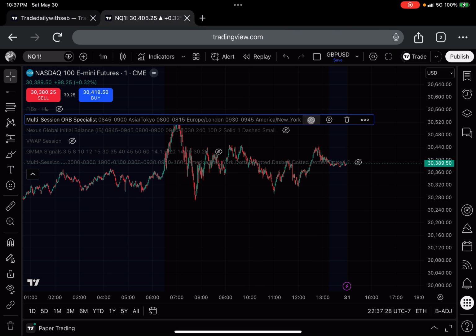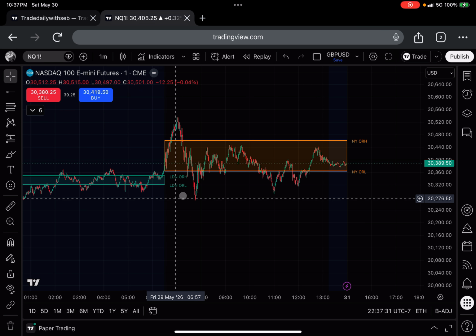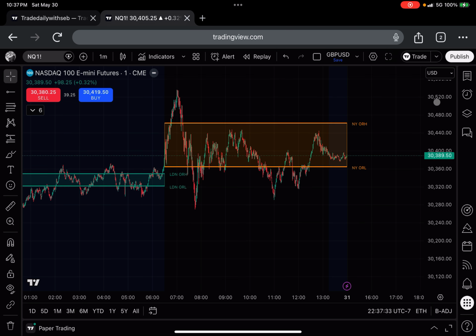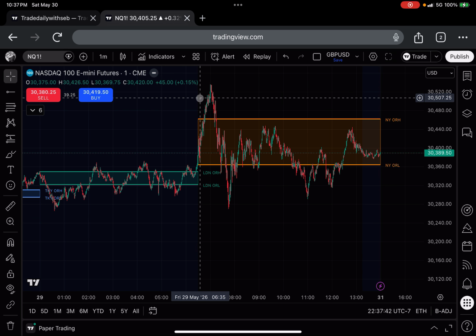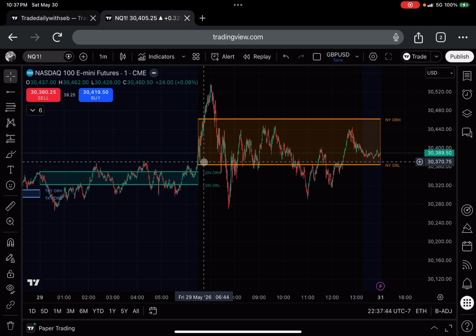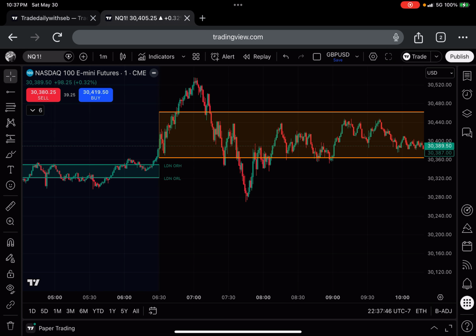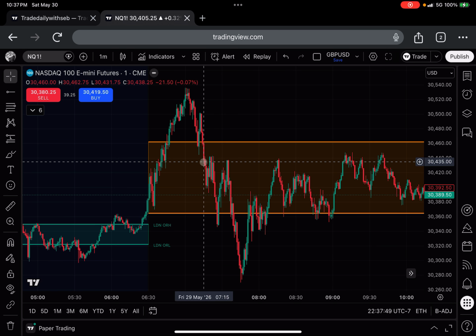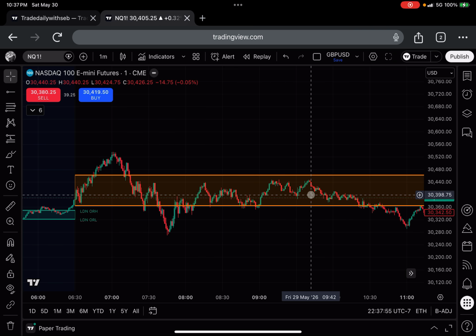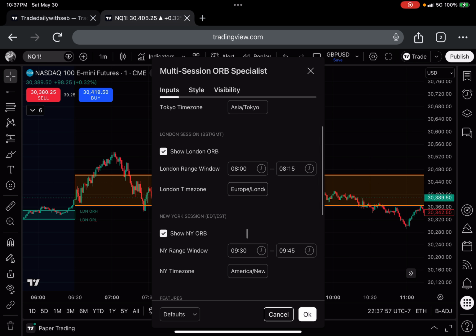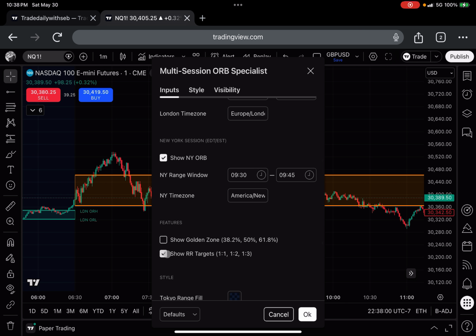The multi-session ORB. This is my indicator too. This one's really good too as well. This is ORB breakout. So if you missed certain areas, you can take a trade even into the ORB right here. Take your trade. Go for a 1 to 1, 1 to 2. This does have 1 to 1, 1 to 2s. You can go here too. You can turn it on too.